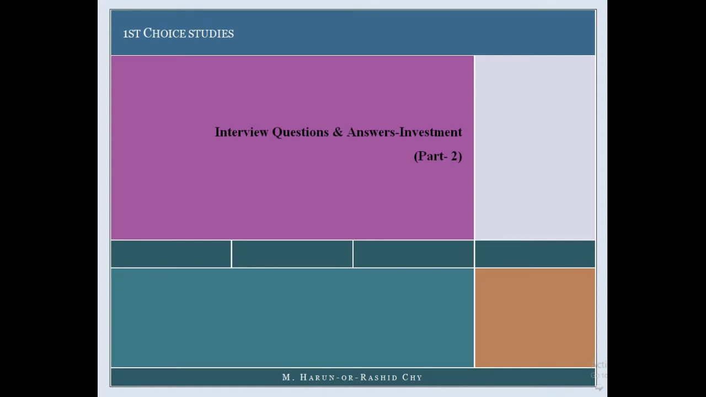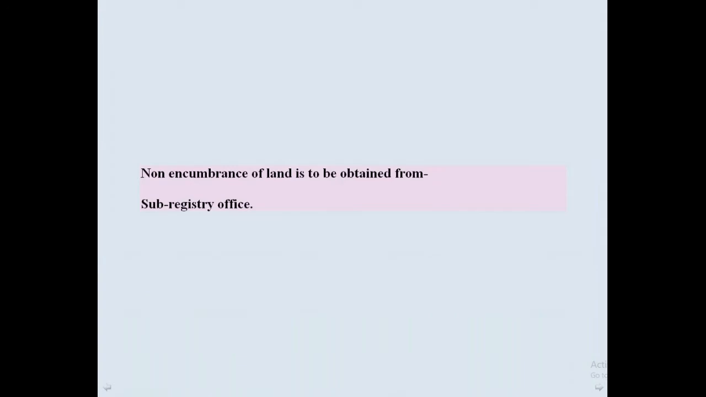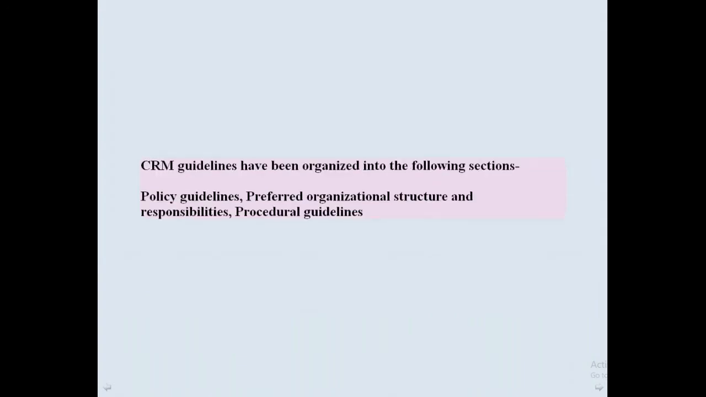Interview questions and answers. Investment, Part 2. Non-encumbrance of land is to be obtained from Sub-Registry Office. CRM guidelines have been organized into the following sections: policy guidelines, preferred organizational structure and responsibilities, procedural guidelines.